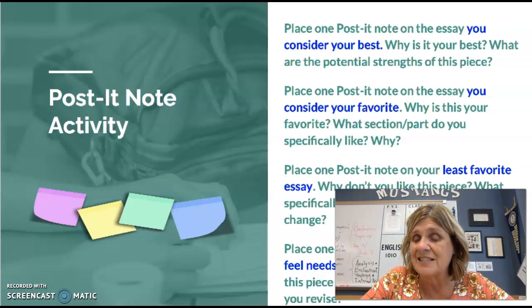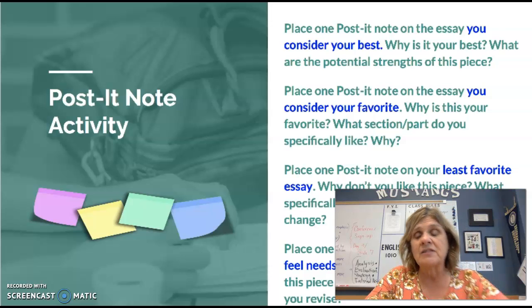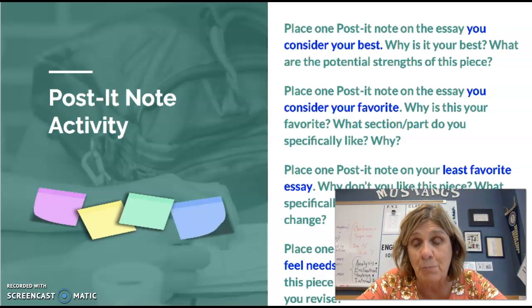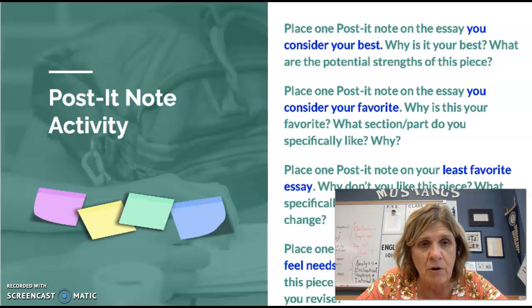The second one is to consider the one you actually enjoyed writing and why you enjoyed writing it. The third one, what you didn't enjoy writing and what was it about that piece that you didn't enjoy. And finally, the last one is which one needs the most revision to be a great piece of writing and what you could do to make it a lot better. So by the time you get through with this, there might be more than one sticky note on a prompt.